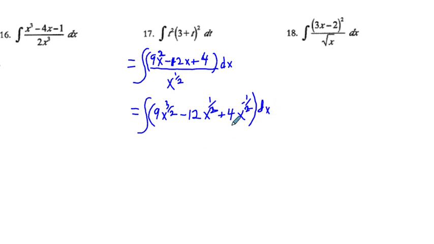And so now we have our calculus-friendly form to work with. So we're going to have 9x to the 3/2 plus 1, which is going to be 5/2. And then dividing by 5/2 is the same as multiplying by 2/5. Okay, and then this next one we have is minus 12 x to the 1/2 plus 1, which is going to be to the 3/2. And dividing by 3/2 is the same as multiplying by 2/3.